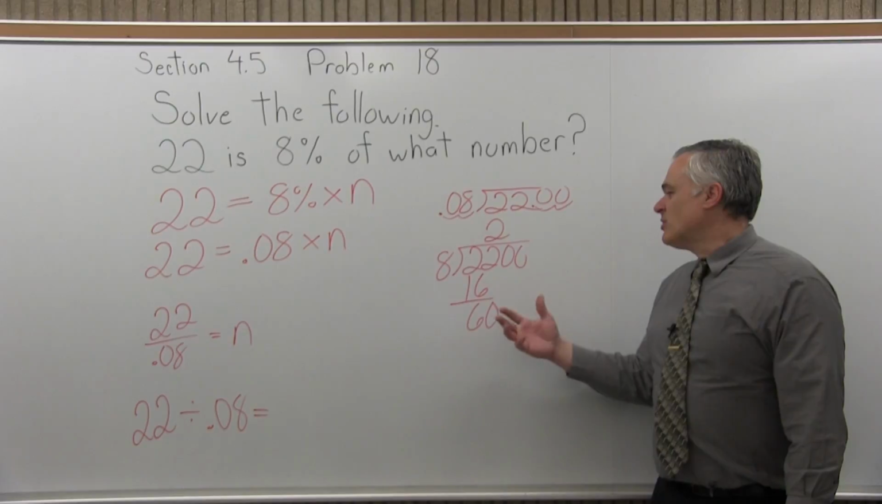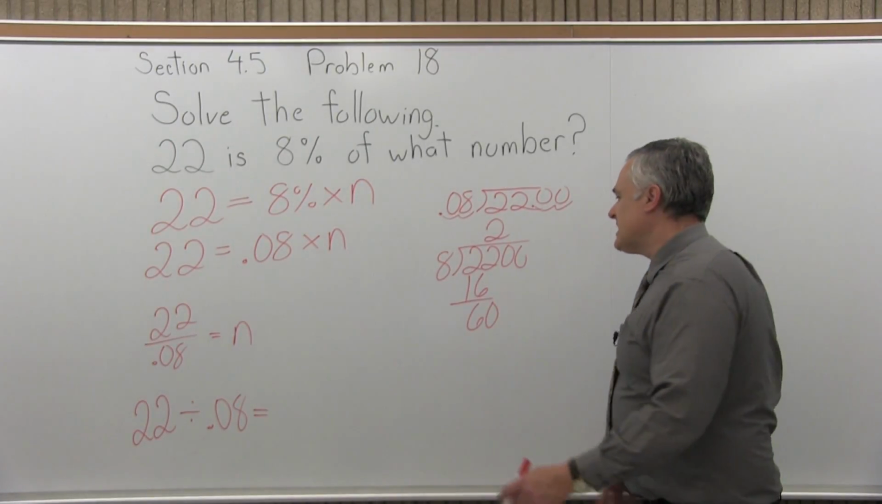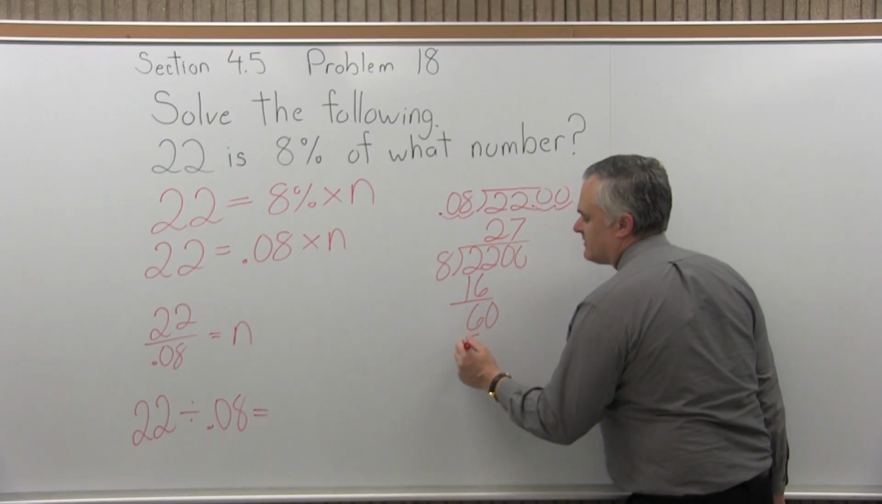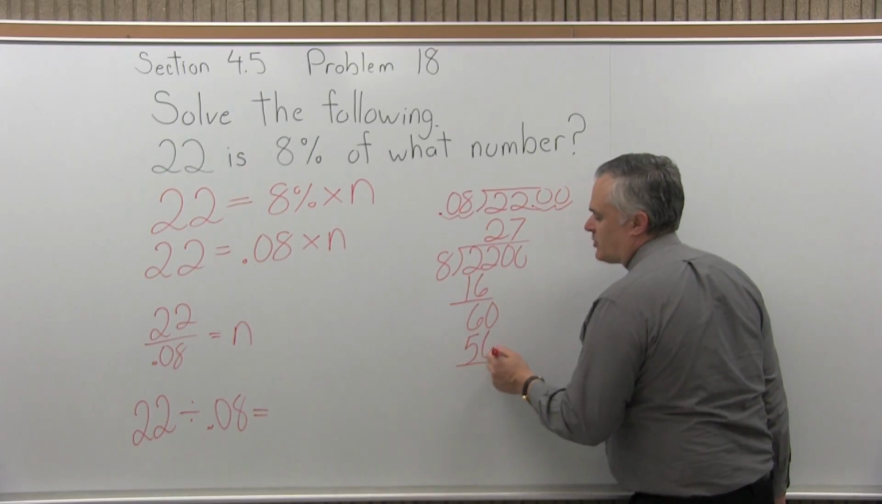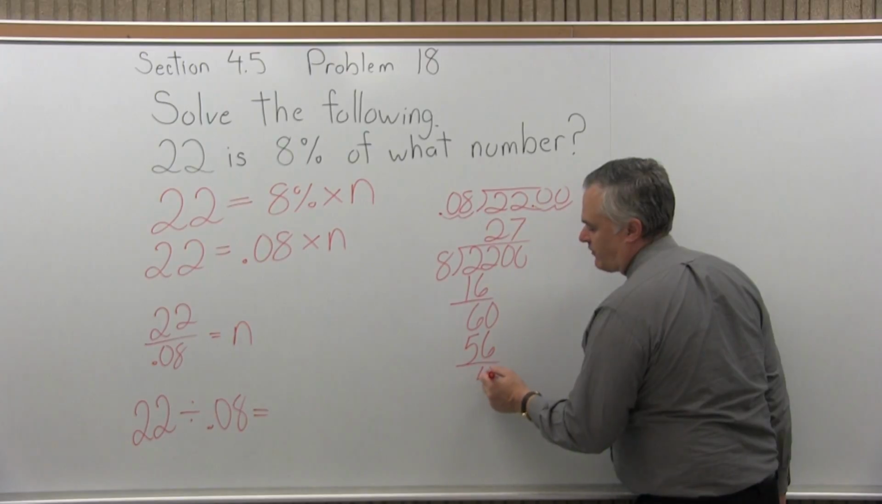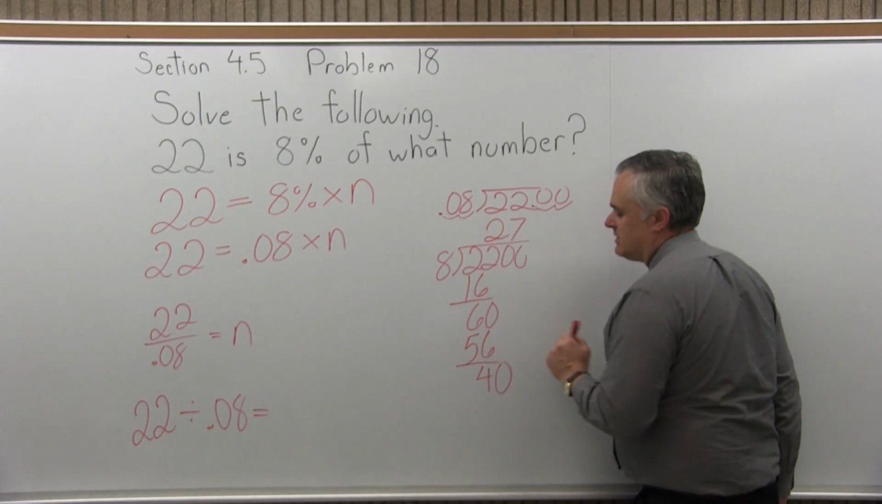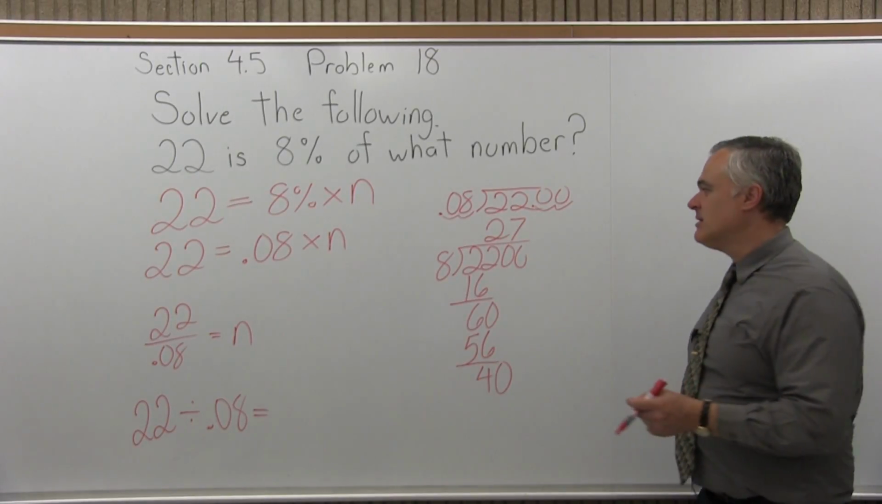8 times something will be close to 60. Well, times 7 will be 56. 7 times 8 is 56. Subtract now, 60 minus 56 is 4. There's one more 0. Bring that down next to the 4. 0 with the 4 next to it is a 40.